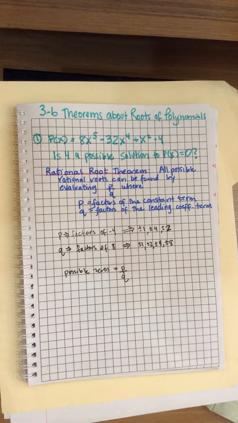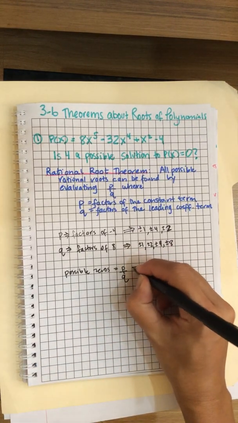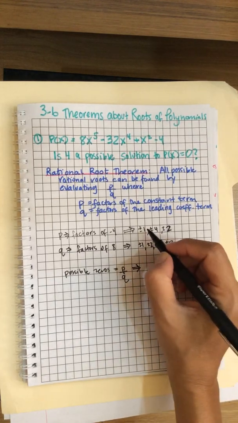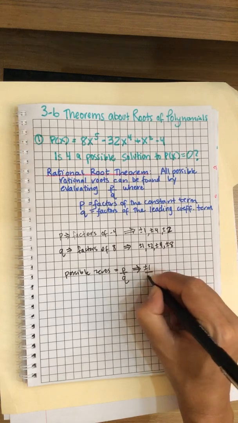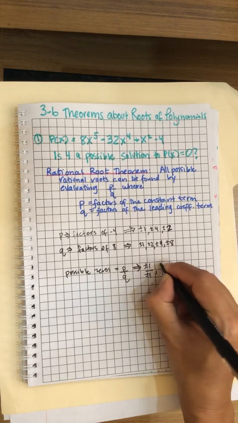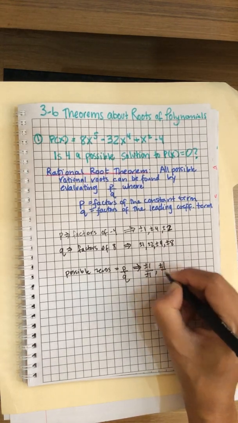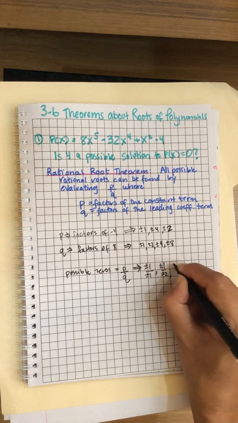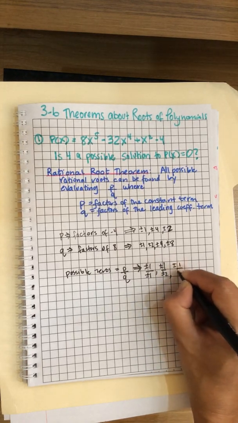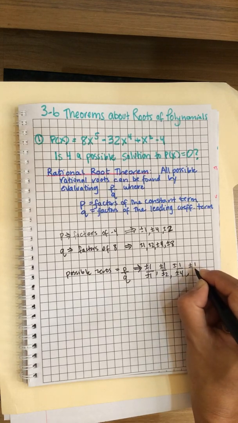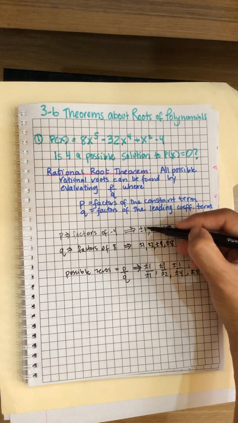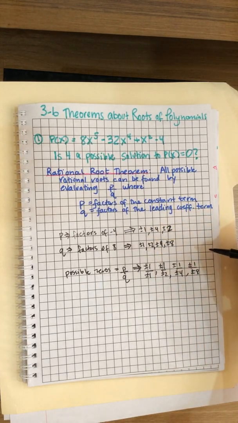So we're going to make a list of our p's over q's. So I'm just going to start with my 1 and put them over everything. So this is how I do it. I do plus or minus 1 over plus or minus 1, plus or minus 1 over plus or minus 2, plus or minus 1 over plus or minus 4, plus or minus 1 over plus or minus 8, right? So I basically took my first p and put it over all of the q's.